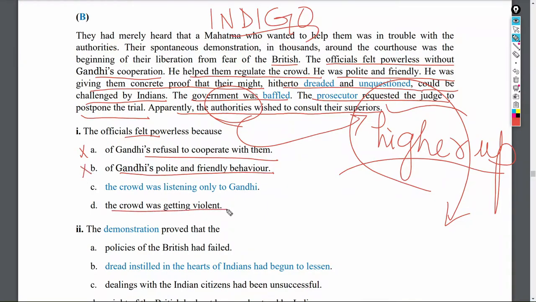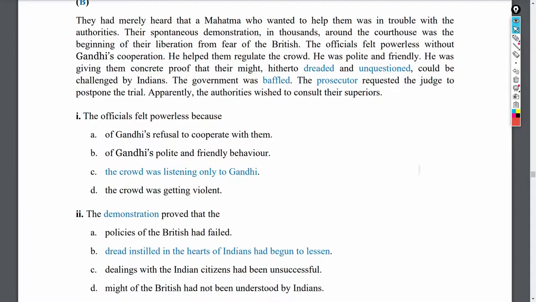The crowd was getting violent. वो थोड़ा था, लेकिन अभी देखते हैं दूसरा। The crowd was listening only to Gandhi. बात ऐसा है कि ये पहली बार हुआ कि ऐसा एक लीडर आया, केवल उन्हीं की बात सुन रहे हैं। The authorities, the deputy commissioner, the English official, they thought that yes he is the leader and everybody is listening to him and therefore it is better or wise to consult the leader only. The crowd was listening only to Gandhi and therefore the English official fell forward in front of Mahatma Gandhi. देखते हैं next question.